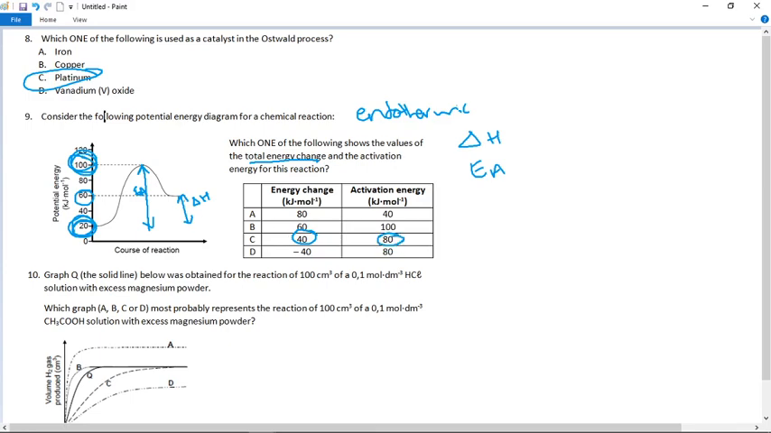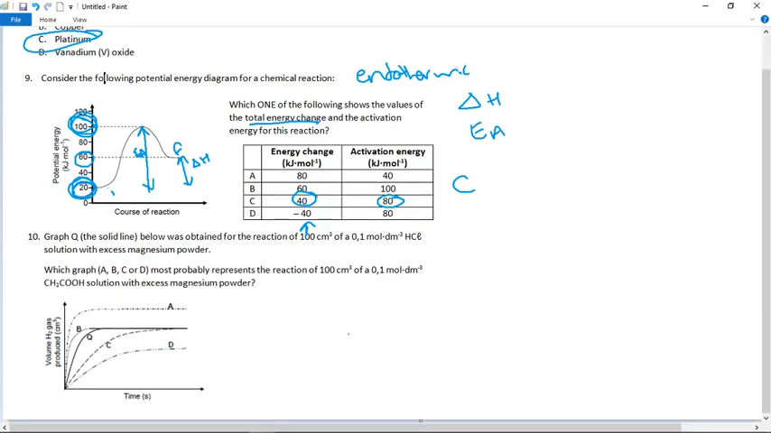If we look at delta H, it's final minus initial, and this is final, this is initial. 60 minus 20 is positive 40. The answer is C. If it was D, this would be an exothermic reaction, and the graph would dip below 20 to like negative 20 on that axis.